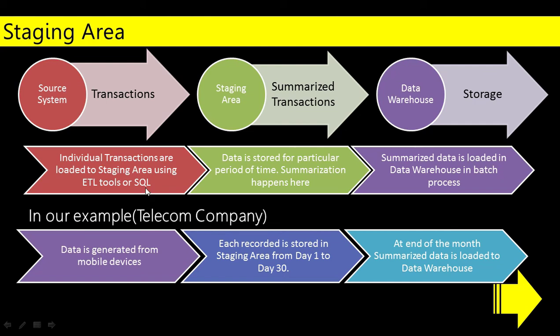Again, the individual transactions are loaded to the staging area using the ETL tools or SQL. As we have seen in the architecture of a data warehouse, data is stored for a particular period of time. At this level, summarization happens and the summarized data is loaded into the data warehouse in a batch process. In our example of telecom company XYZ, data is generated from mobile devices because the transactions are done from the mobile devices. Each and every recorded value is stored in the staging area from day 1 to day 30. At the end of a month, at the staging area, the bill is generated and the summarized data, which is the total bill amount, is loaded into the data warehouse.